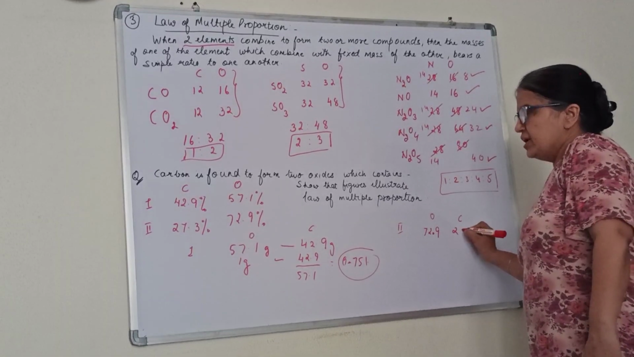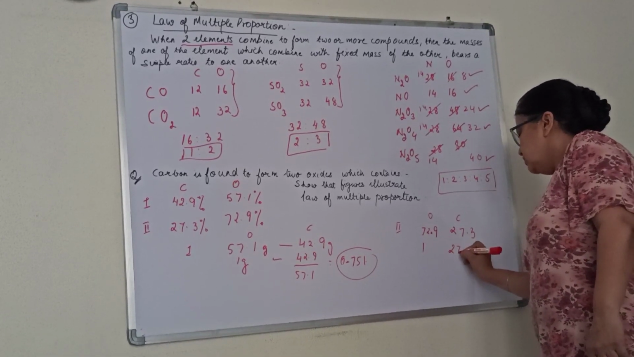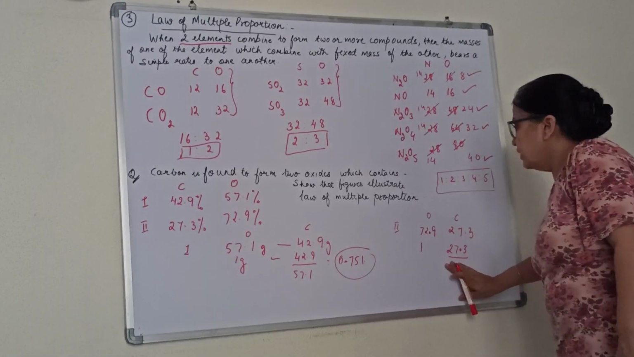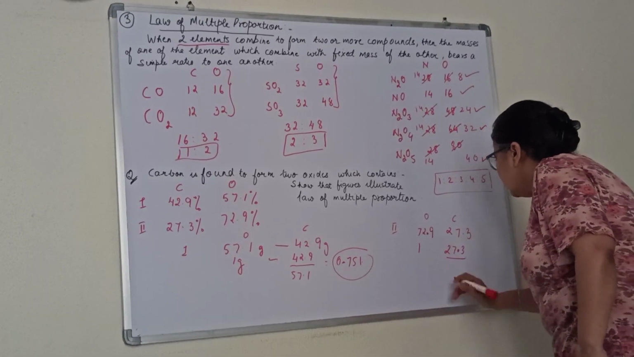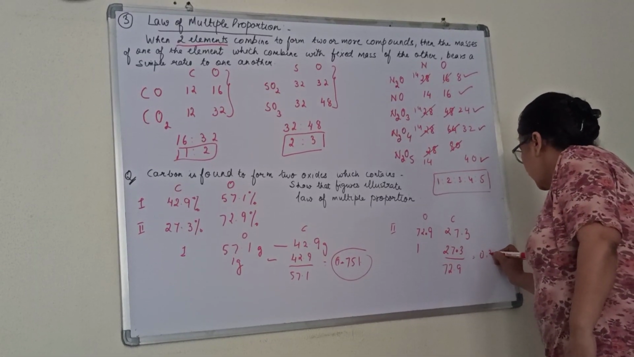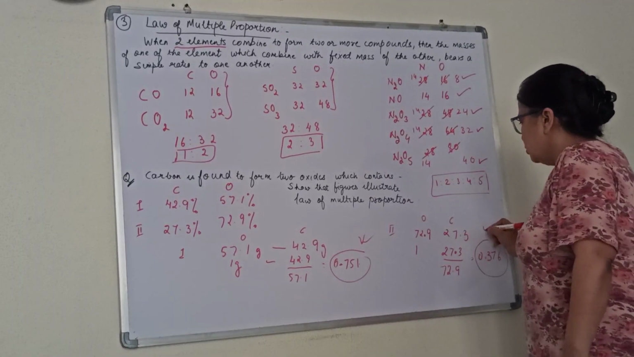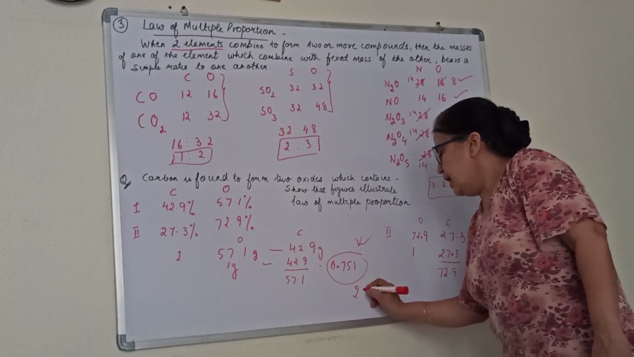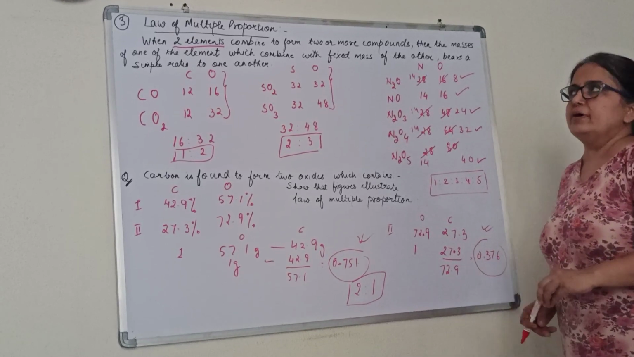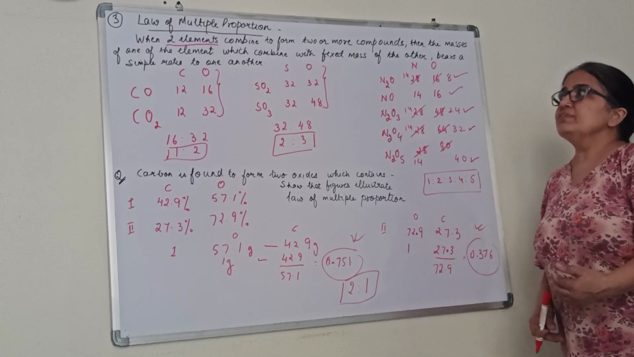72.9 is combining with 27.3. So if it is 1, it will combine with what? 27.3 divided by 72.9. You will get the answer here as 0.376. If you check this ratio with this one, you will get the answer as 2:1. So you will say, since it is bearing a simple whole number ratio, the law is obeyed. It illustrates here. Now we will take the next example.